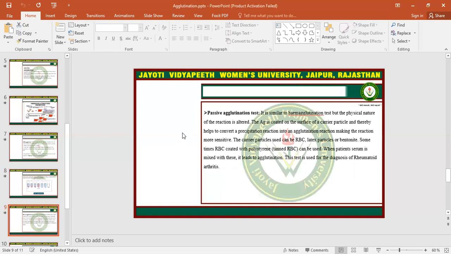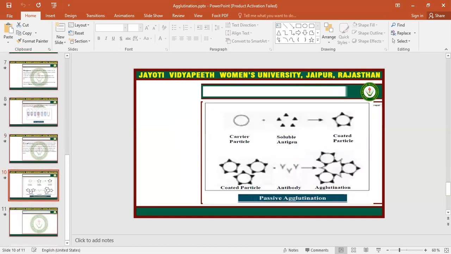Now, the passive agglutination test is similar to the agglutination test, but the physical nature of the reaction is altered here. In this test, the antigen is coated on the surface of a carrier particle, which helps to convert the precipitation reaction into an agglutination reaction. The carrier particle used can be RBC, latex, and sometimes RBC coated with polystyrene can also be used. This is the passive agglutination.